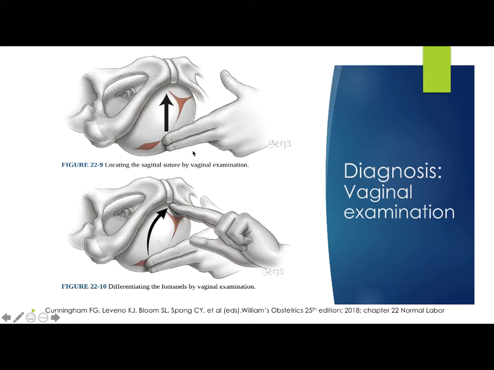Then the fingers pass along the suture to the other end of the head until the other fontanelle is felt and differentiated. Last, the station, or extent to which the presenting part has descended into the pelvis, can also be established by doing the internal examination. So using these maneuvers, the various sutures and fontanelles are also determined.